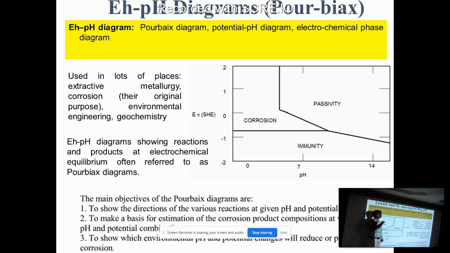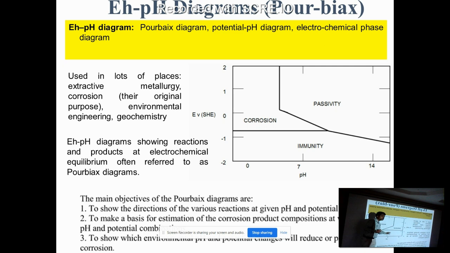Now you look at the diagram. This diagram is entirely divided into three segments. You see this portion. This portion is called corrosion. And see the right hand portion, the marking, you observe the marking. So this line entirely demarcates the other segments. So this entire portion is called passivity. Now the down portion is immunity.